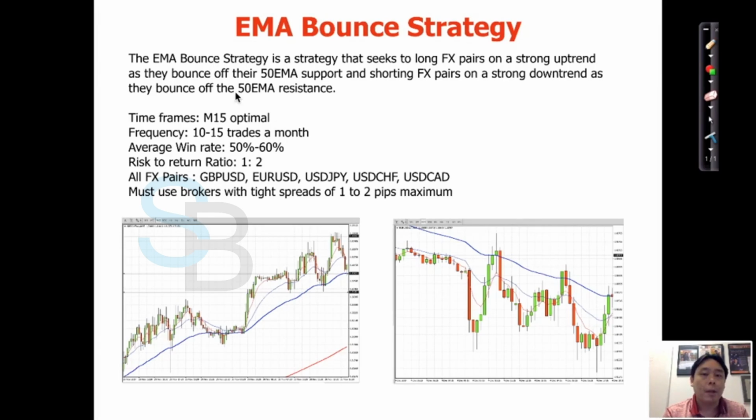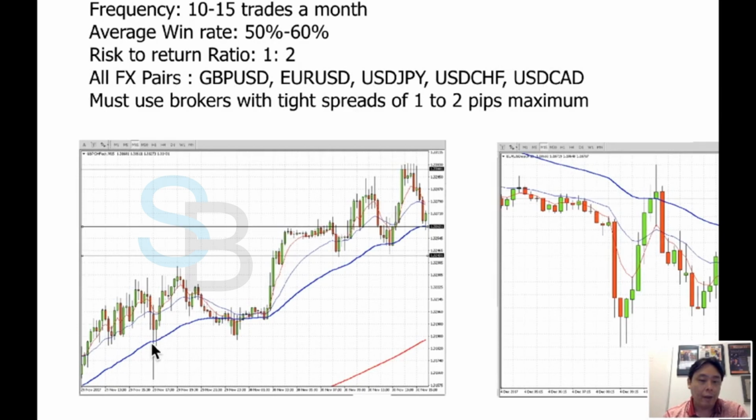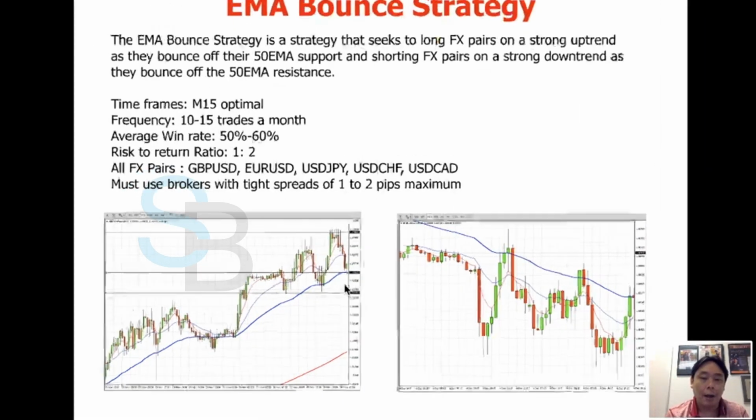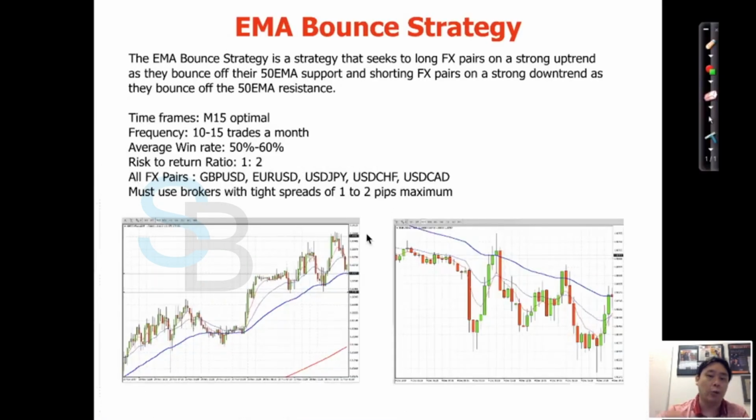So for example, we seek to go long on FX pairs, or we buy currency pairs on a strong uptrend as they bounce off their 50 exponential moving average support. If you take a look at the chart on the left, you can see that when it's on a very clear uptrend, it would at times bounce off the 50 moving average and find strong support at the 50 moving average. So when we see that pattern recurring, we take advantage by buying right as it bounces off the 50 moving average, and we exit as it makes a new high.